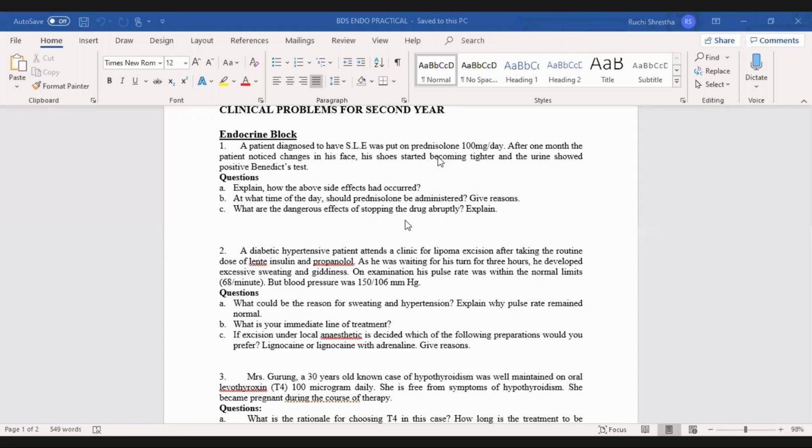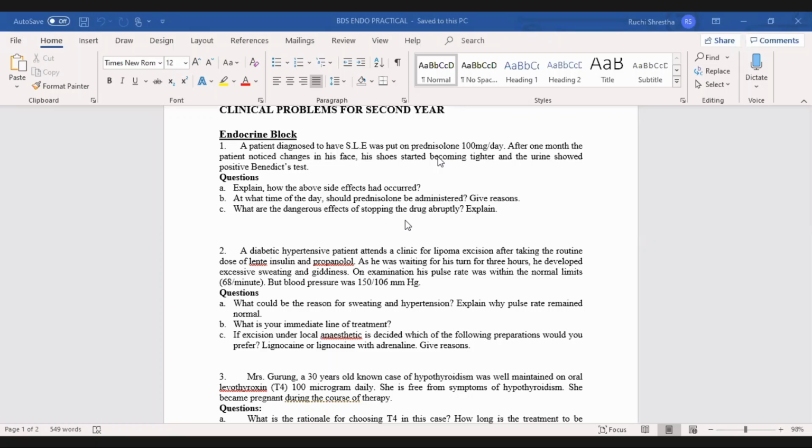So prednisolone has some mineralocorticoid activity as well, which leads to the sodium and water retention, leading to the edema, and this is the reason his shoes have started becoming tighter. And another important adverse effect of prednisolone or corticosteroids is also the hyperglycemia. So urine has shown the positive Benedict test.